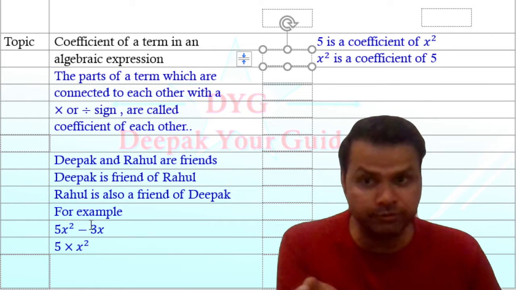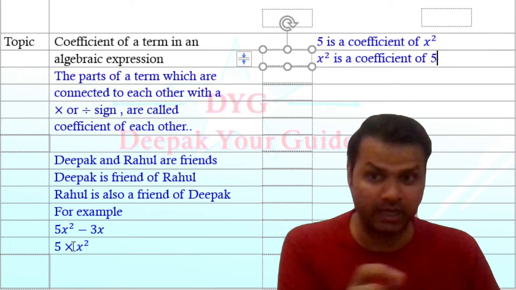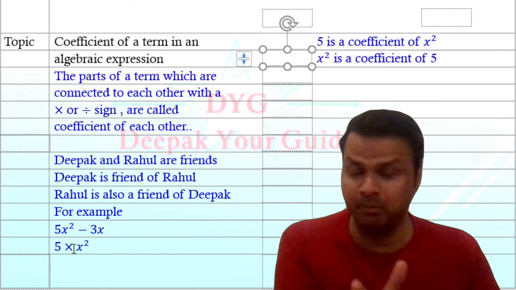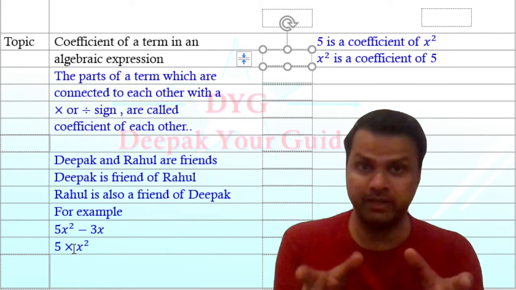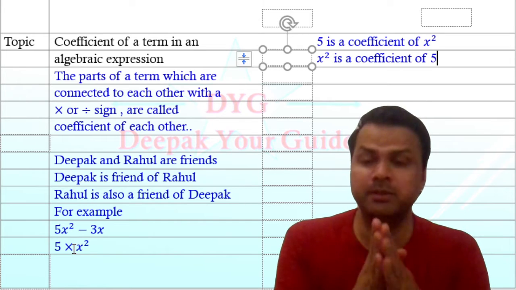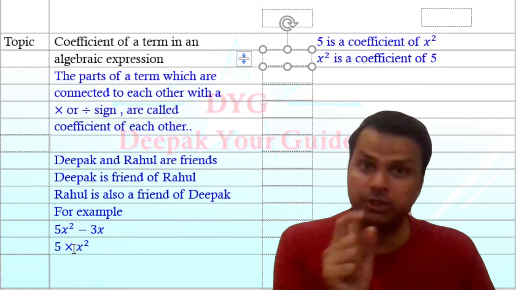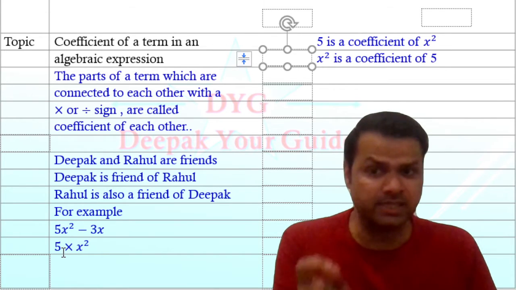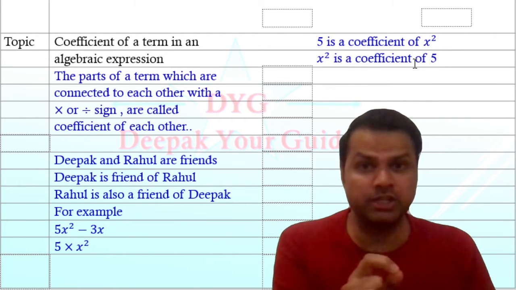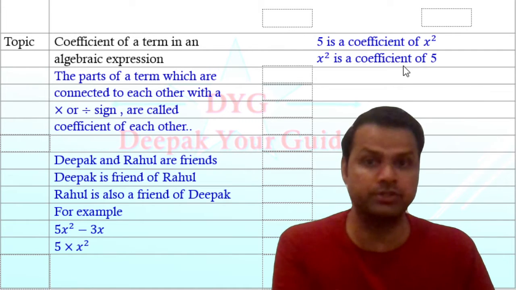When we talk about this first term, 5x squared, and we don't see any sign between 5 and x squared, it simply means there's a sign of multiplication. So remember it: between a number and a variable, or a variable and a variable, when we don't see any sign, it simply means there's a sign of multiplication. Very important concept that you should remember. So in 5x squared, 5 is a coefficient of x squared, and similarly x squared is also a coefficient of 5.